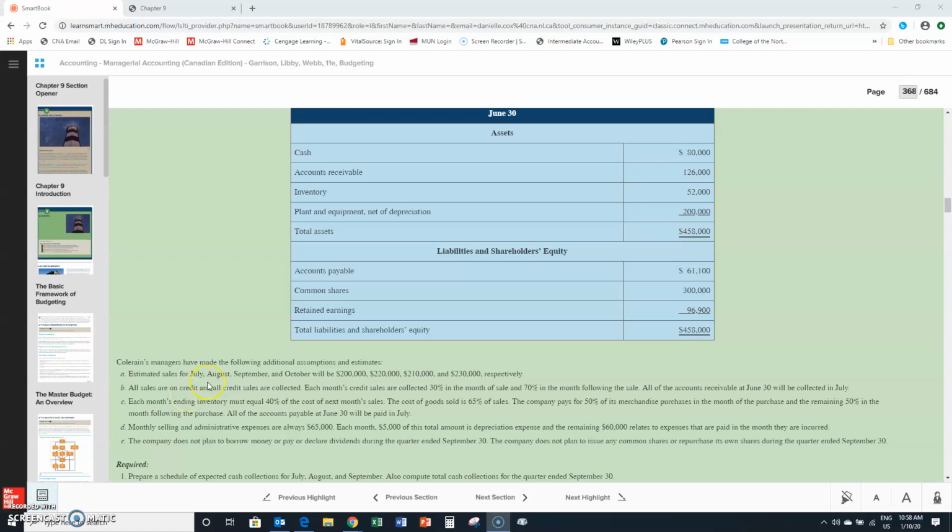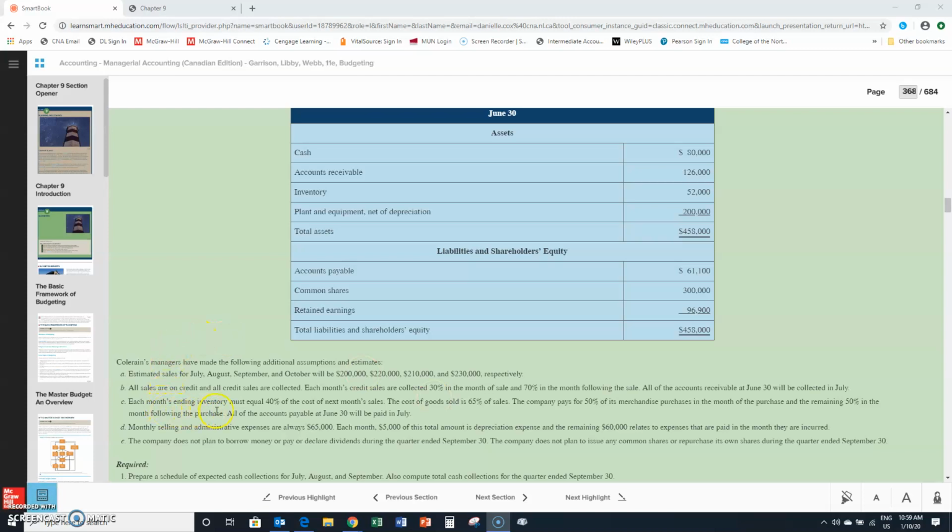Estimated sales for July, August, September, and October are given. All sales are on credit, and all credit sales are collected. Each month's credit sales are collected 30% in the month of sale and 70% in the month following the sale. All of the accounts receivable at June 30th will be collected in July.